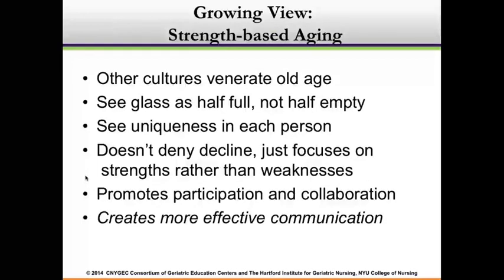It's called strength-based aging, because there are cultures who actually venerate old age. In this view, you can see the glass as half full, not half empty. We see the uniqueness in each person. This view doesn't deny decline, but just focuses on strengths rather than weaknesses. And it promotes participation and collaboration, and it really does create a more effective communication. So this is the kind of alternate approach that we hope you will begin to think about and utilize in your practice. We're going to talk more about this as well.